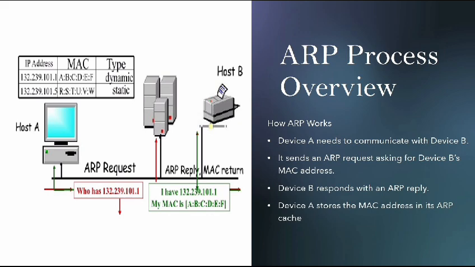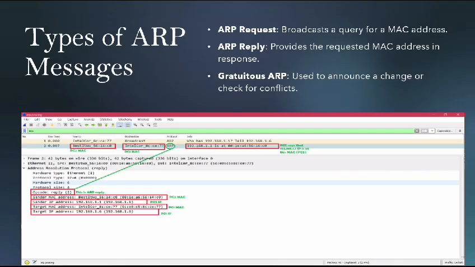ARP process overview. The ARP process begins when device A wants to communicate with device B. Device A knows the IP address of device B but needs its MAC address to send data. First, device A sends out an ARP request, which is a broadcast to all devices on the network. When device B receives the request, it responds with an ARP reply, providing its MAC address. Device A then stores this MAC address in its ARP cache so it does not have to repeat this process the next time.